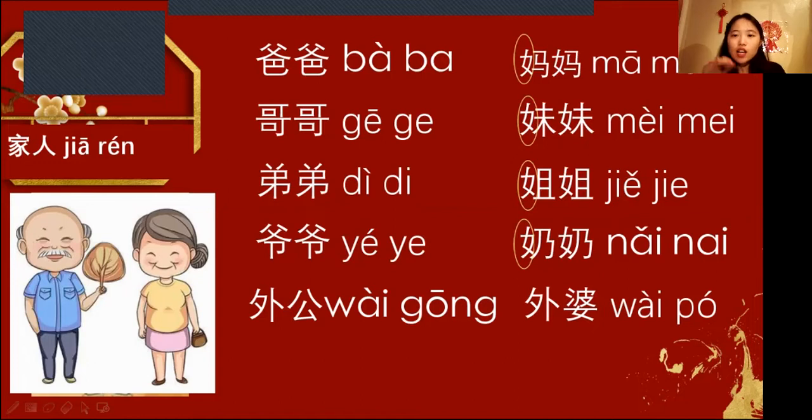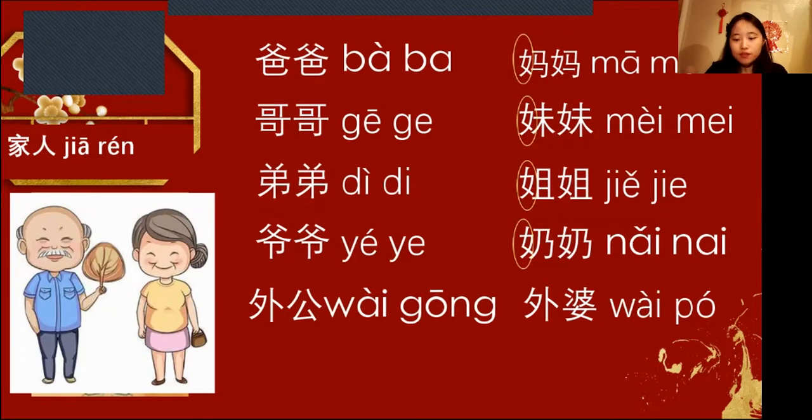If it's a single Chinese character that reads 女, the meaning is female. Then how about 外婆? 外婆, mother's mother, right? Mama's mama. Is there any radical that means 女, female? Yes, at the bottom of the Chinese character, this is the word 女.